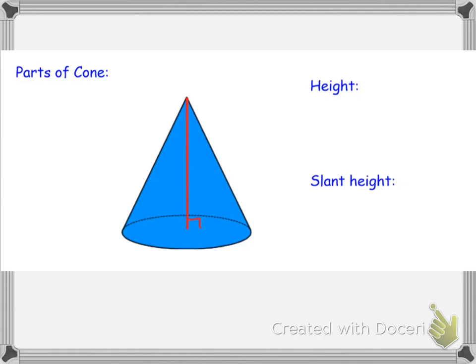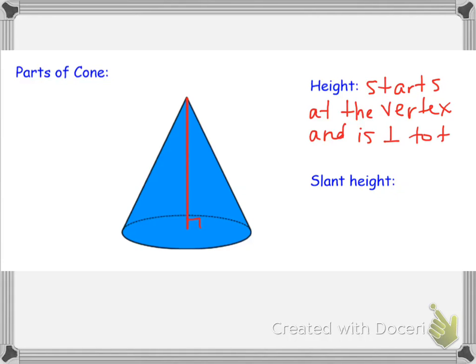There's two main things that I really want to emphasize here. One is your height. Your height always starts at the actual vertex of the cone, and when you draw it, it goes straight down to the middle of your base such that it's perpendicular to that base. So again, notice how you've got that little right angle indicating that it's perpendicular. We typically use the variable h to denote your height.